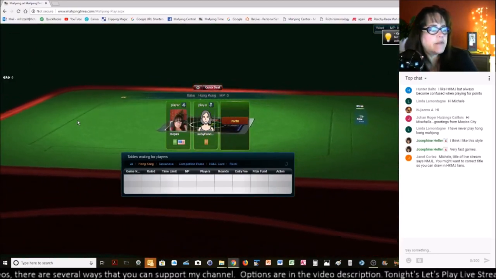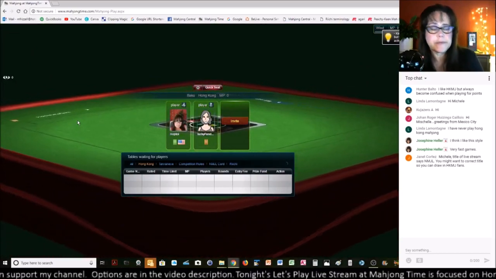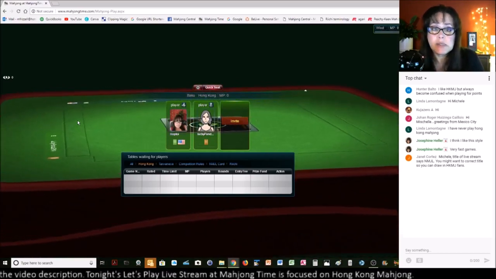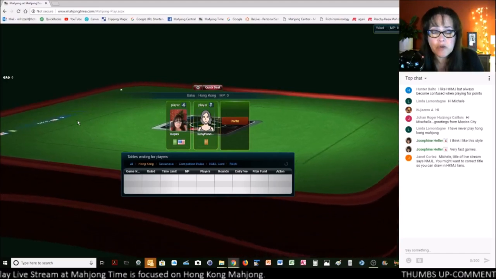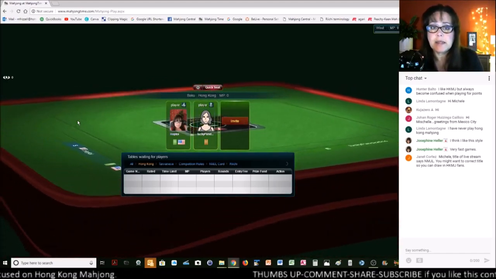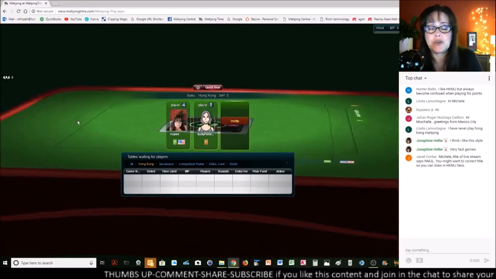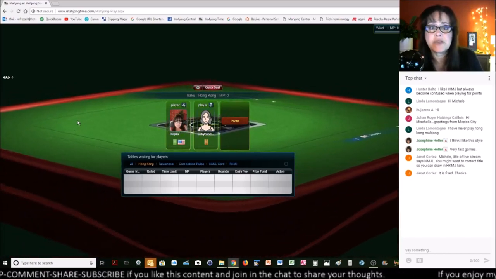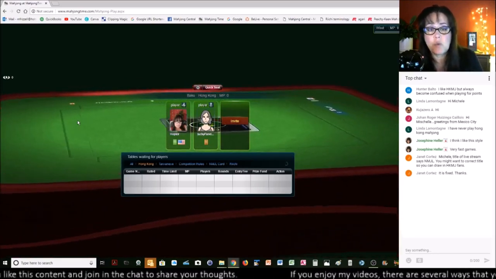So does anybody have any questions about Hong Kong Mahjong? Basically, you need four sets and a pair. Sets can be three in a sequence or three of a kind. The three in a sequence is called a chow, and the three of a kind is called a pung. You can also get a four of a kind, which is called a kong. Your hand score is dependent on the combination of your blocks. For example, if you have all three of a kind, that's three fan. If you have all three in a sequence, that's all chow, that's one fan.